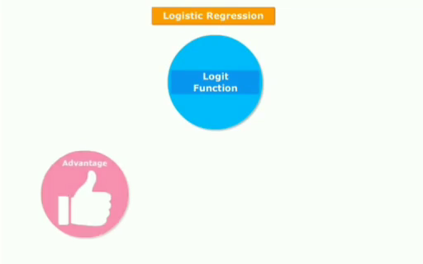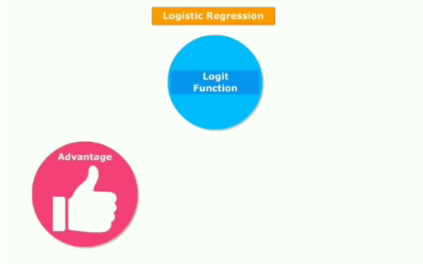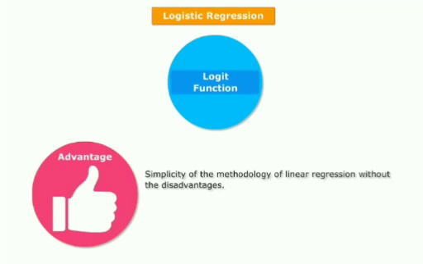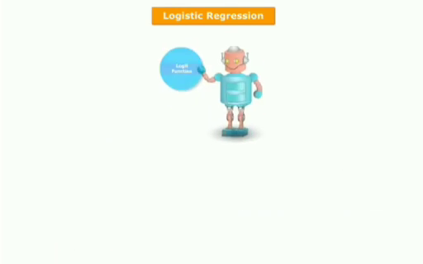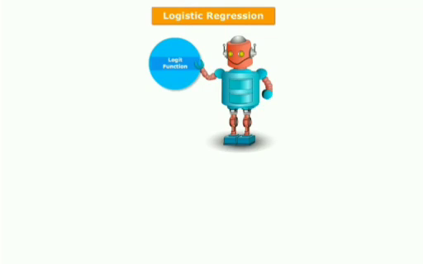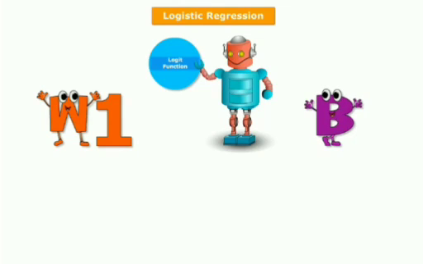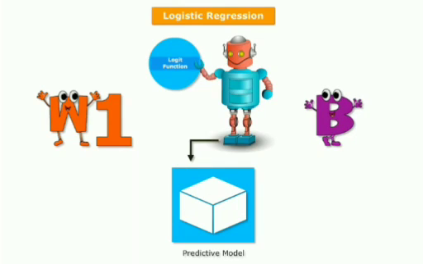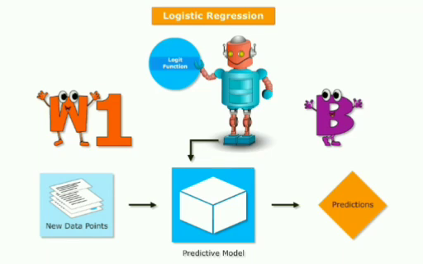A major advantage of using the logit function is that you get the simplicity of the methodology of linear regression without the disadvantages. This means that the independent variables do not have to be normally distributed or have equal variance in each group. Hence, it is the ideal choice for classification where the data is binary. The ML tools try to find the optimum values for such logistic function for all the weights and bias like they do for linear regression to provide a model which can then be used for predictions of new data points.